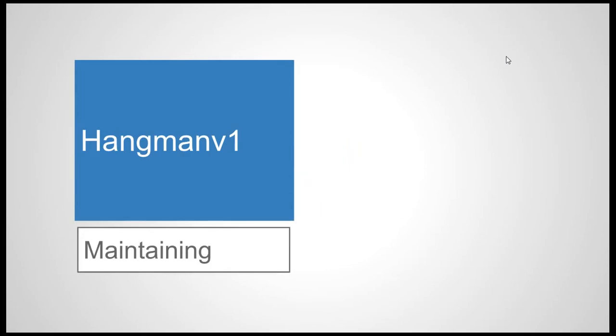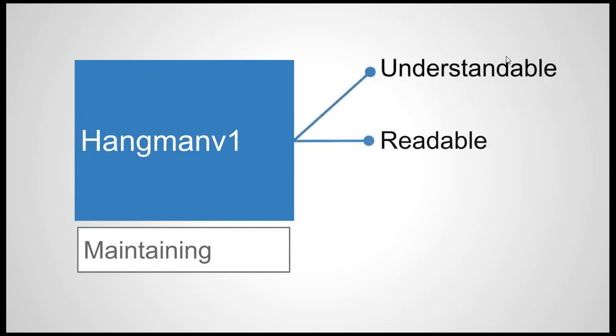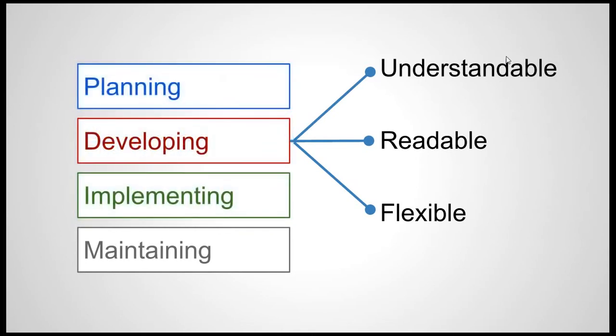How can we do this? Let's take a look at our Hangman version 1 from our last video. We have created Hangman version 1, but if we want to add new features, or read our program again and again, that means if we want to maintain that program, we will need Hangman version 1 to be understandable, readable, and flexible, right? So how can we do that? We will follow the software development process in the other 3 phases: planning, designing, and implementing.